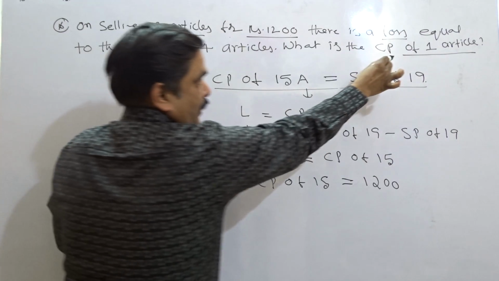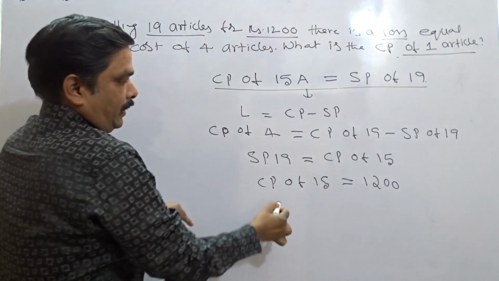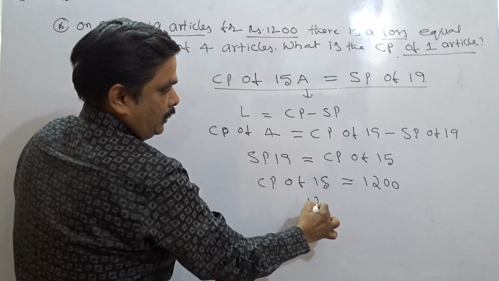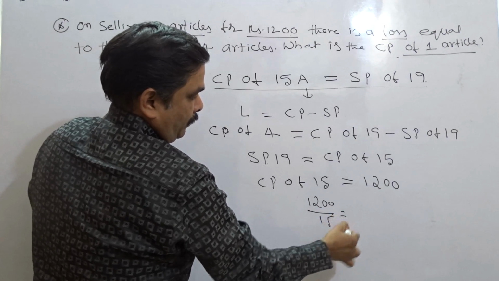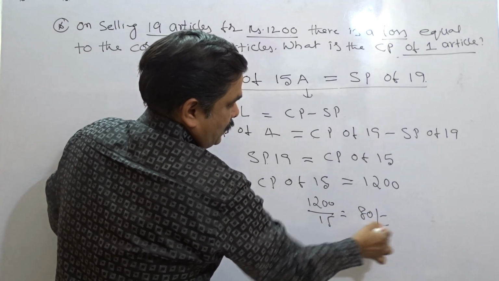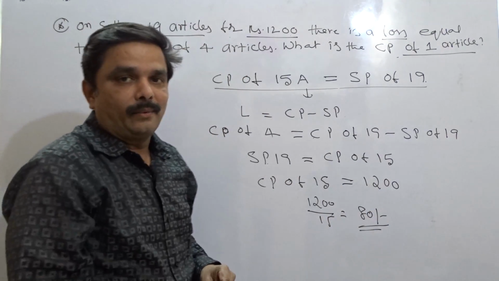Now the question is the cost price of 1 article. Then the cost price of 1 article is equal to 1200 by 15. My answer is going to be 80 rupees. Hope you understood the idea, right?